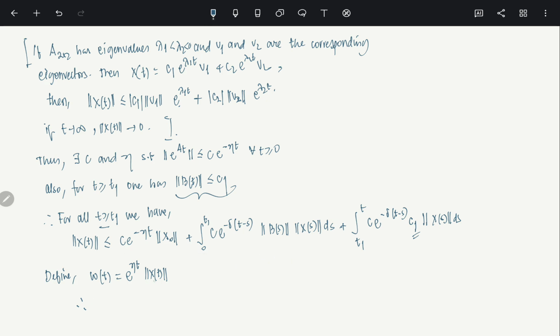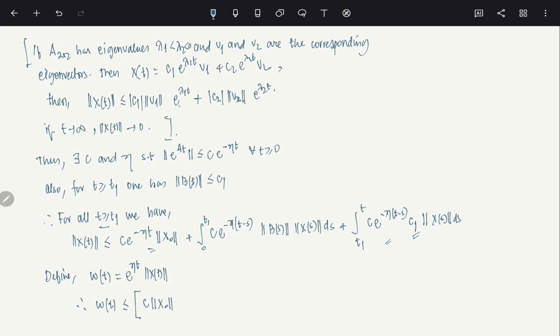Therefore, w of t is dominated by this term c times norm of x naught, this term e to the power eta t goes there, and this term, so e to the power eta t. Sorry, what is delta? It is eta, no? It's not delta, sorry. This is eta, that is why I got confused.